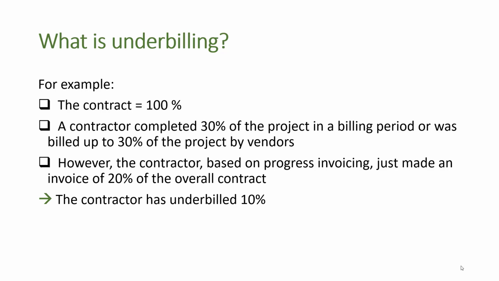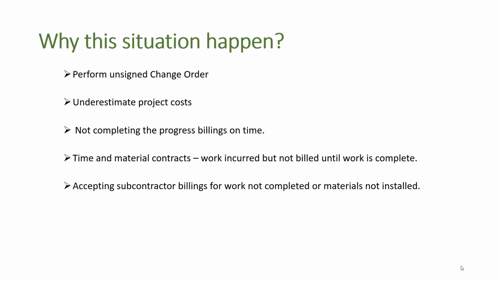Let's get an example. So our contract is 100%. As of March 2020, we completed 30% of the project, yet we only billed 20% of the overall project. Apparently, we're 10% short on our billing. That's called underbilling. Simple like that. So why does that happen?